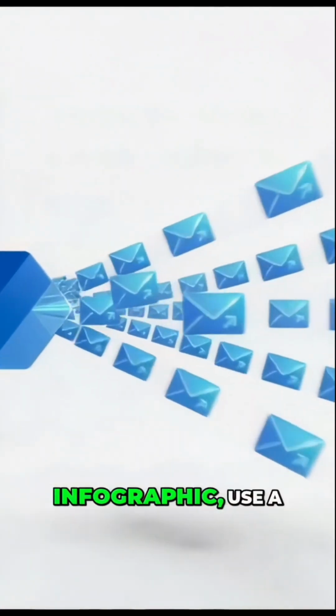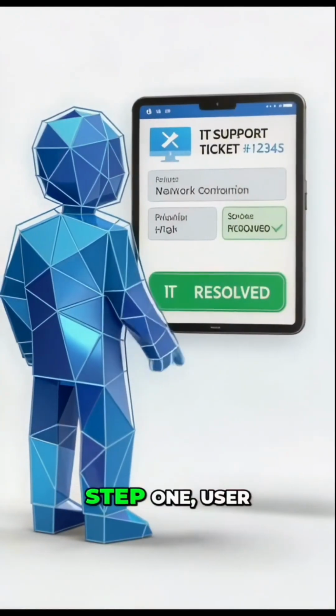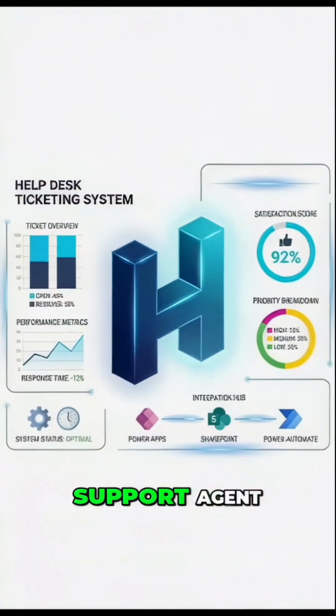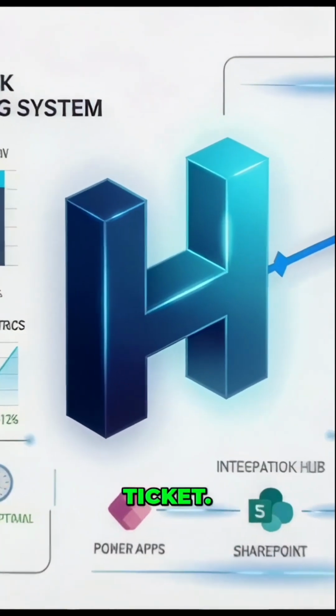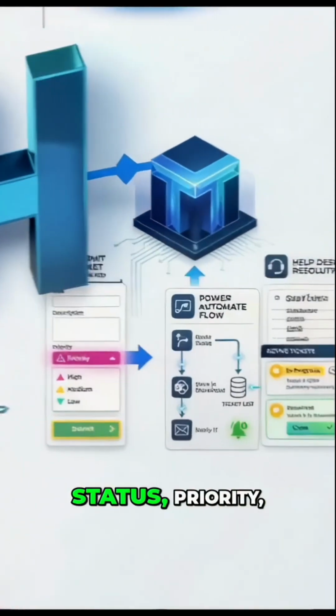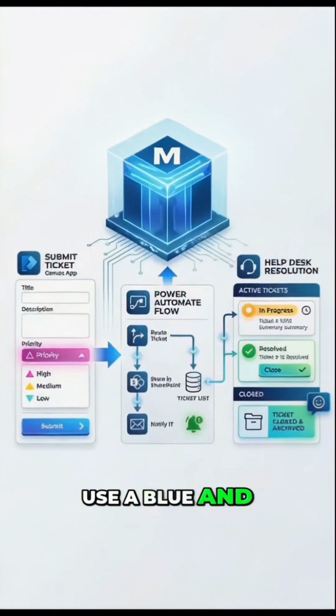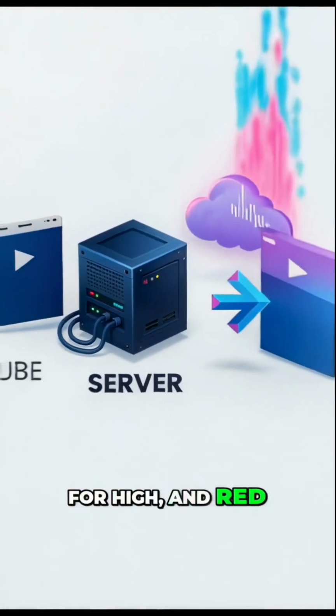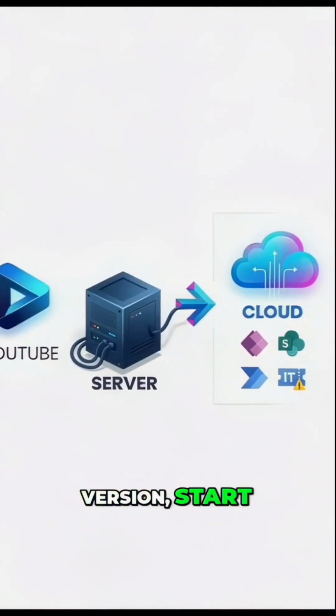For a visual infographic, use a clean 5-step flow. Step 1: user submits ticket in Power Apps. Step 2: ticket is stored in SharePoint. Step 3: Power Automate sends notifications. Step 4: support agent assigns and resolves the ticket. Step 5: dashboard tracks status, priority, and SLA. Use a blue and cyan corporate palette, with green for low, blue for medium, orange for high, and red for critical.